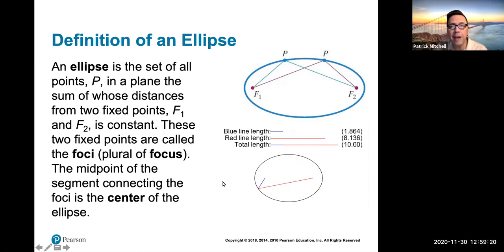Of course, ellipses have a lot of real life applications. The one that I'm thinking of right off the top of my head is that the orbits of planets tend to be elliptical.